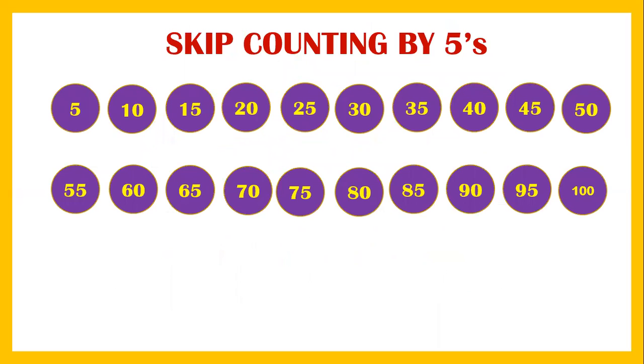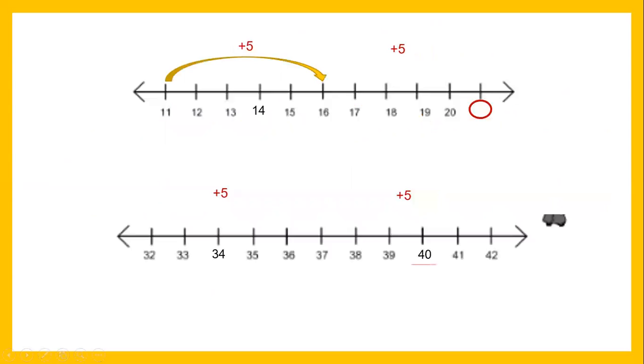Next one. We also talked about skip counting by 5. So let's count by 5, class. 5, 10, 15, 20, 25, 30, 35, 40, 45, 50, 55, 60, 65, 70, 75, 80, 85, 90, 95, 100. So let's practice counting by 5. How do we count by 5?